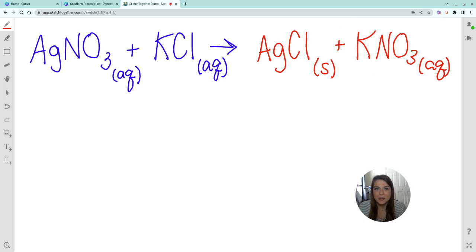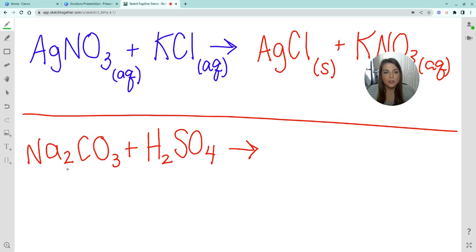Let's take a look at another one. Next up, we have sodium carbonate, and this is sulfuric acid. This H in front would tell you it's an acid. That's aside from the point. Right now, we want to take a look and see if our reactants here are soluble, because it's the only way that they will be able to swap partners and react.